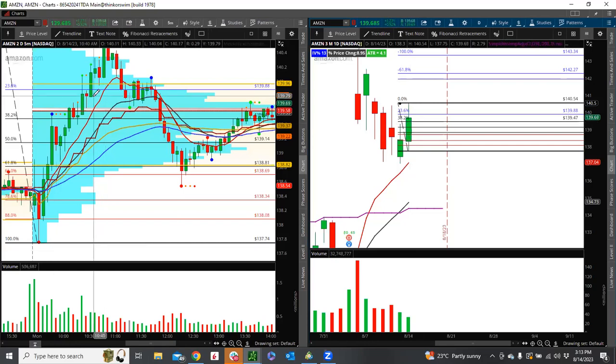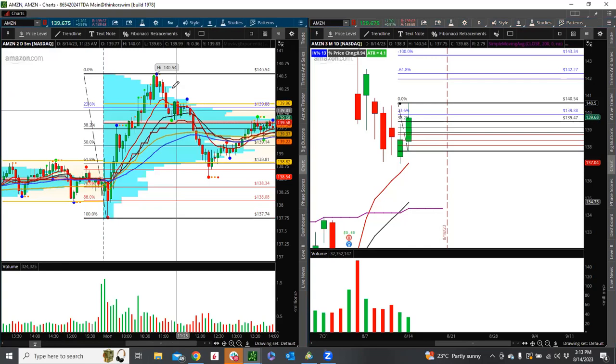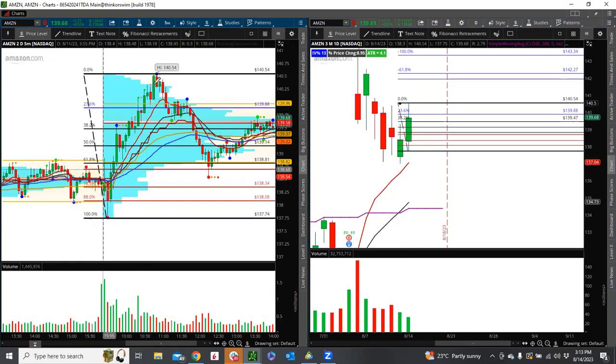So what do I want to do? I want to look for an opportunity to get in bullish on Amazon. Again, if I had seen a setup to go short up here that fit my trading plan, I would have taken it, but I didn't. So I wait through this entire pullback.